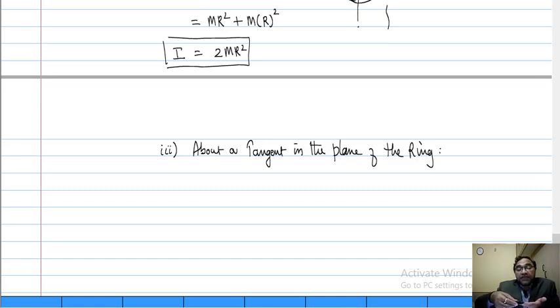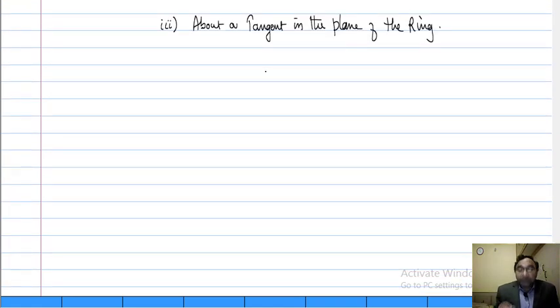This ring and this tangent, is there any axis which will make it parallel? Yes. If I use the diameter as the reference axis, then the moment of inertia about the diameter and this axis are mutually parallel. So in this case, we first have to take the parallel axis theorem, not the perpendicular axis theorem.